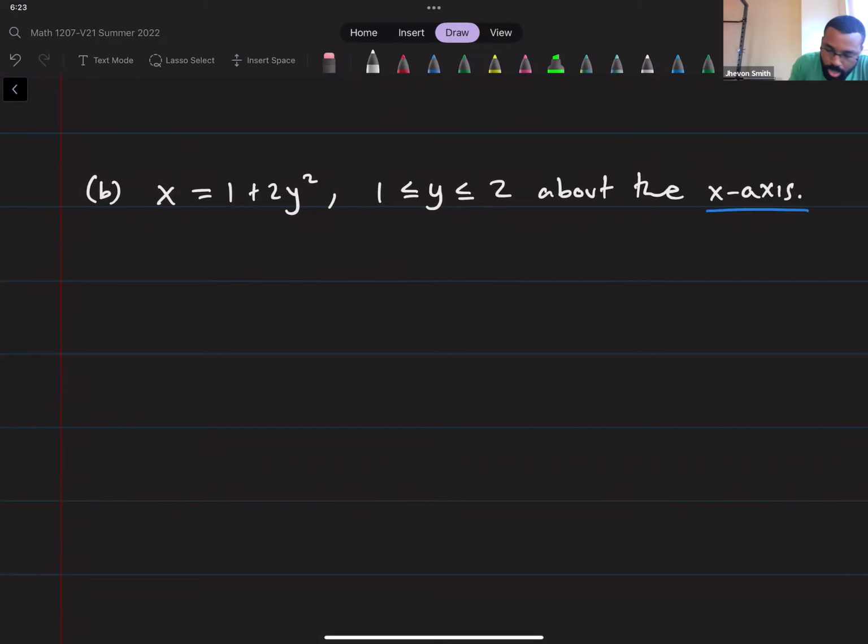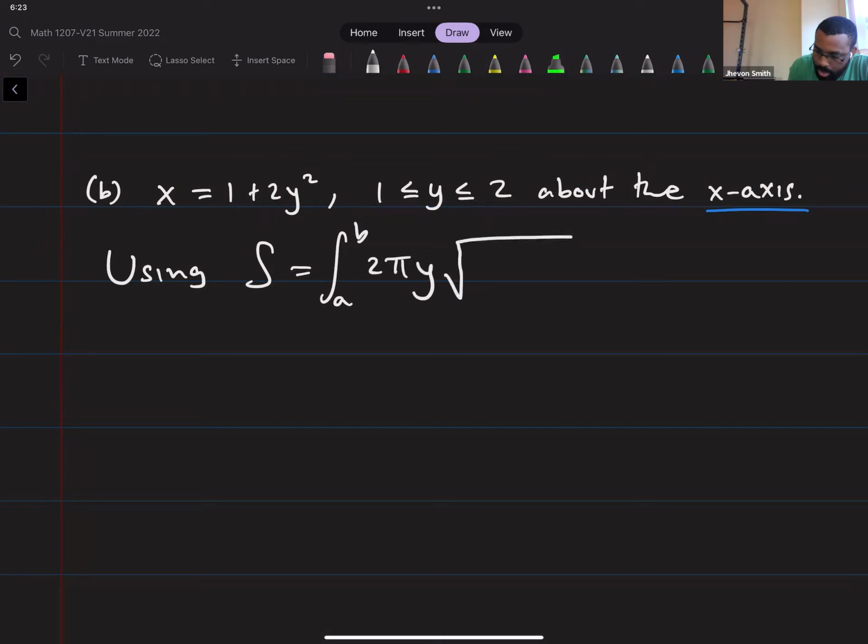So we're still going to be using s equals the integral from a to b of 2πy times ds. But in this case, my ds is going to be the square root of 1 plus the derivative of x with respect to y, squared, dy. Right? So my curve is given in terms of y, my limits are in terms of y, so this is how I would do it.